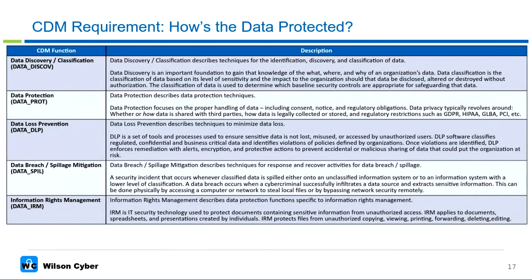A data breach occurs when a cyber criminal successfully infiltrates a data source and extracts sensitive information. This can be done physically by accessing a computer or a network to steal local files or by bypassing networks securely remotely. And finally, information rights management.